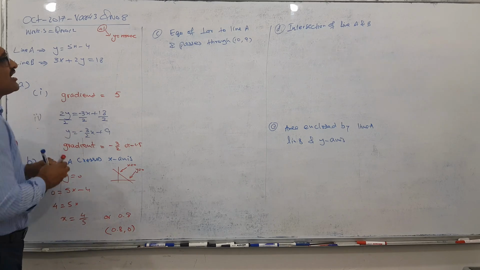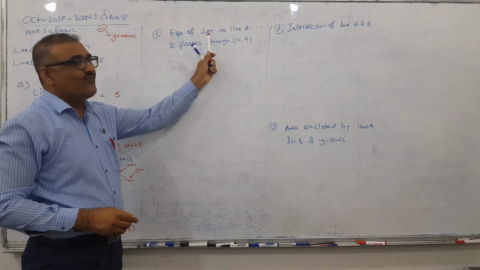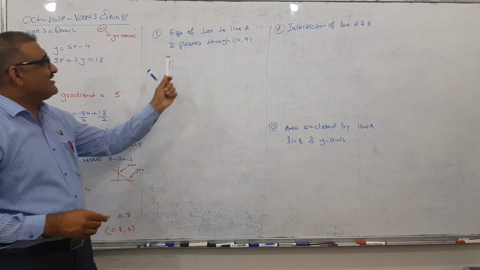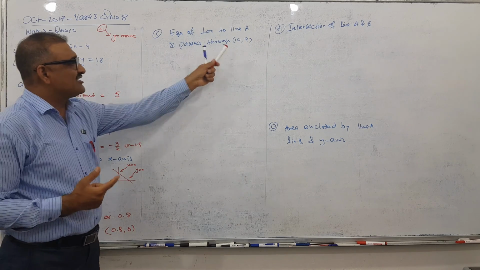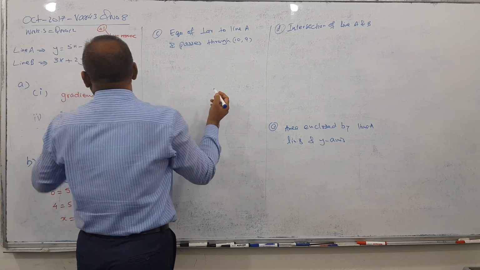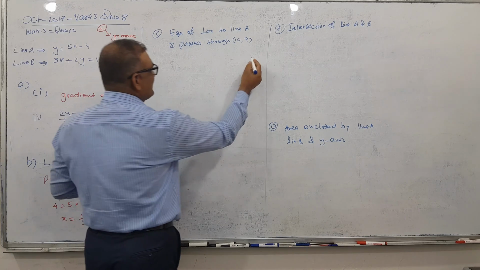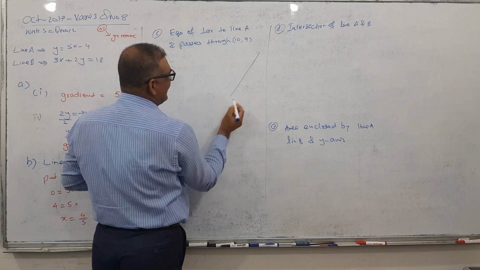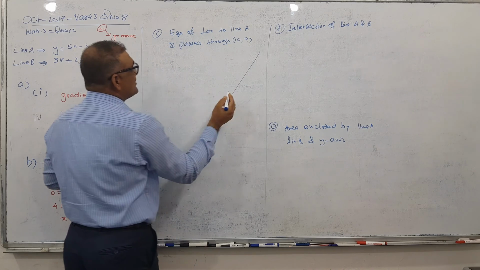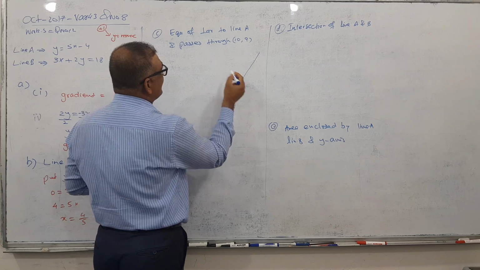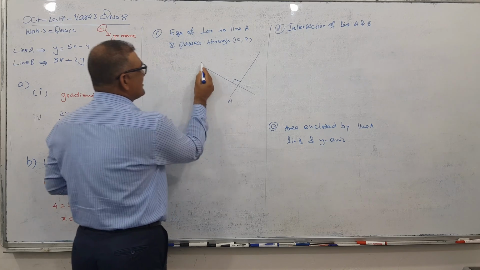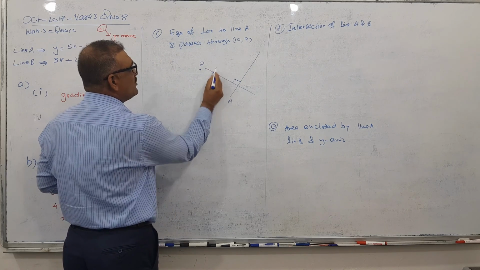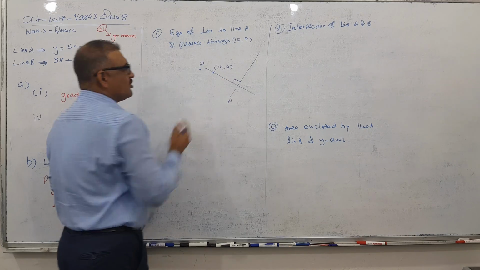Okay, that's it. Come to this question: the equation of the line perpendicular to line A. Line A has a positive gradient, so it goes like this. Let's say this is line A, and this is the perpendicular line, at 90 degrees. You can see here, and this is my question, and it passes through 10, 9. It's not a hard job.